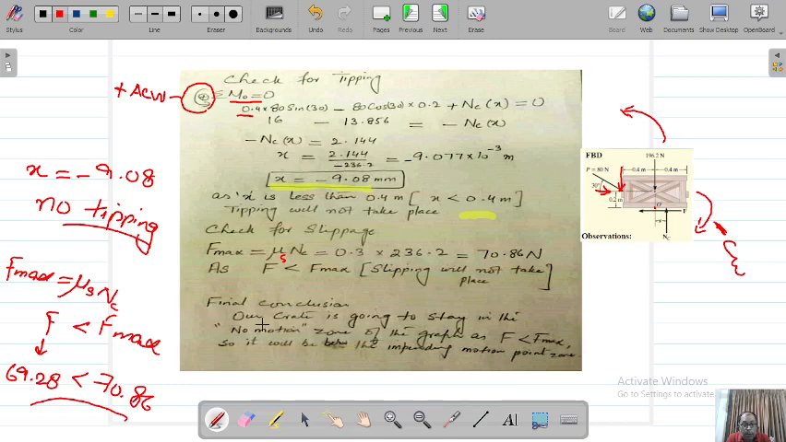So final conclusion, our crate is going to stay in the no motion zone, in equilibrium of the graph, as F is less than F max. So it will be below the impending motion point zone. So this is our conclusion. Okay, so I hope you have understood how to apply and solve the type 1 criteria theory, and then applying it to the numericals. Okay, so thank you very much.